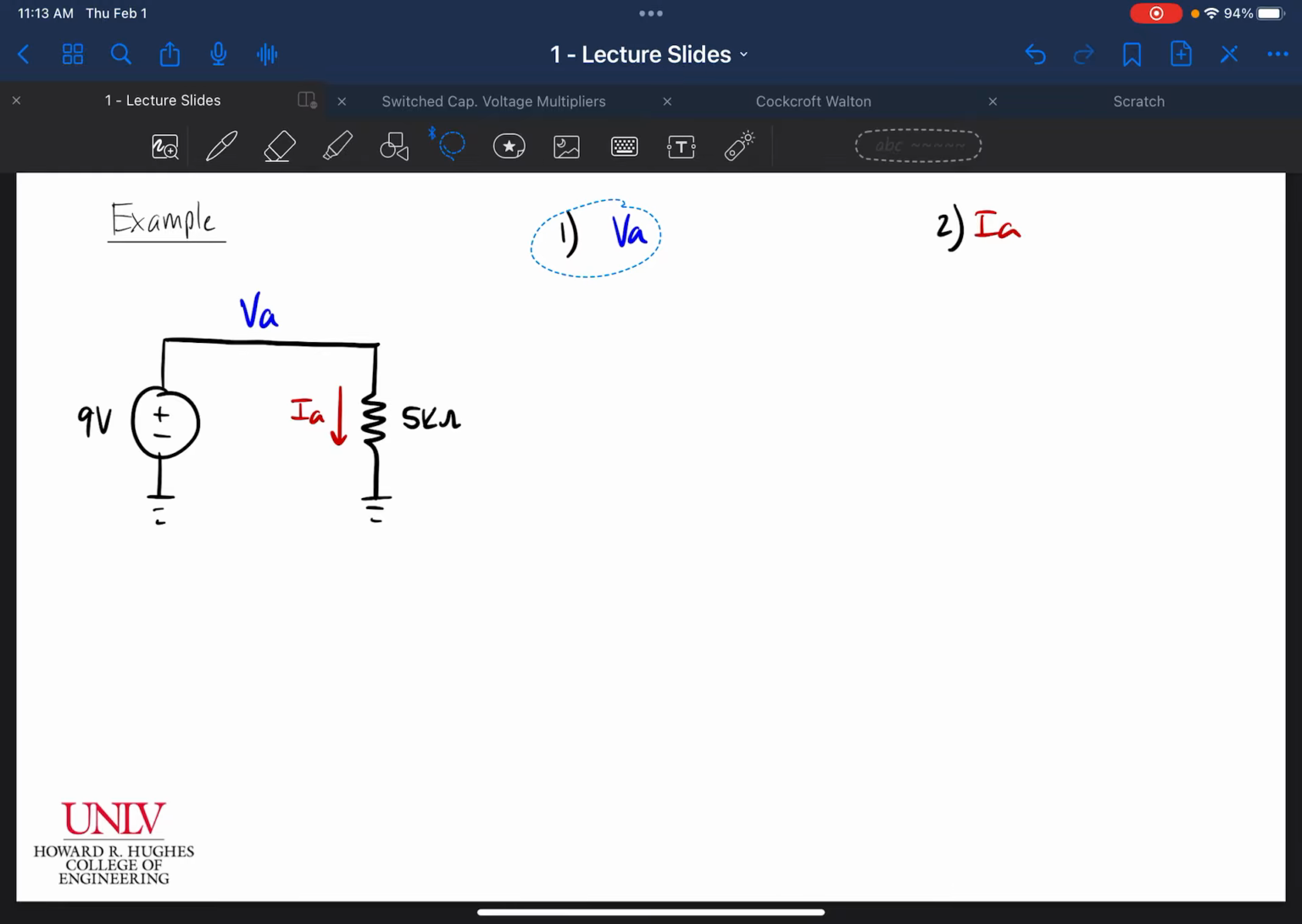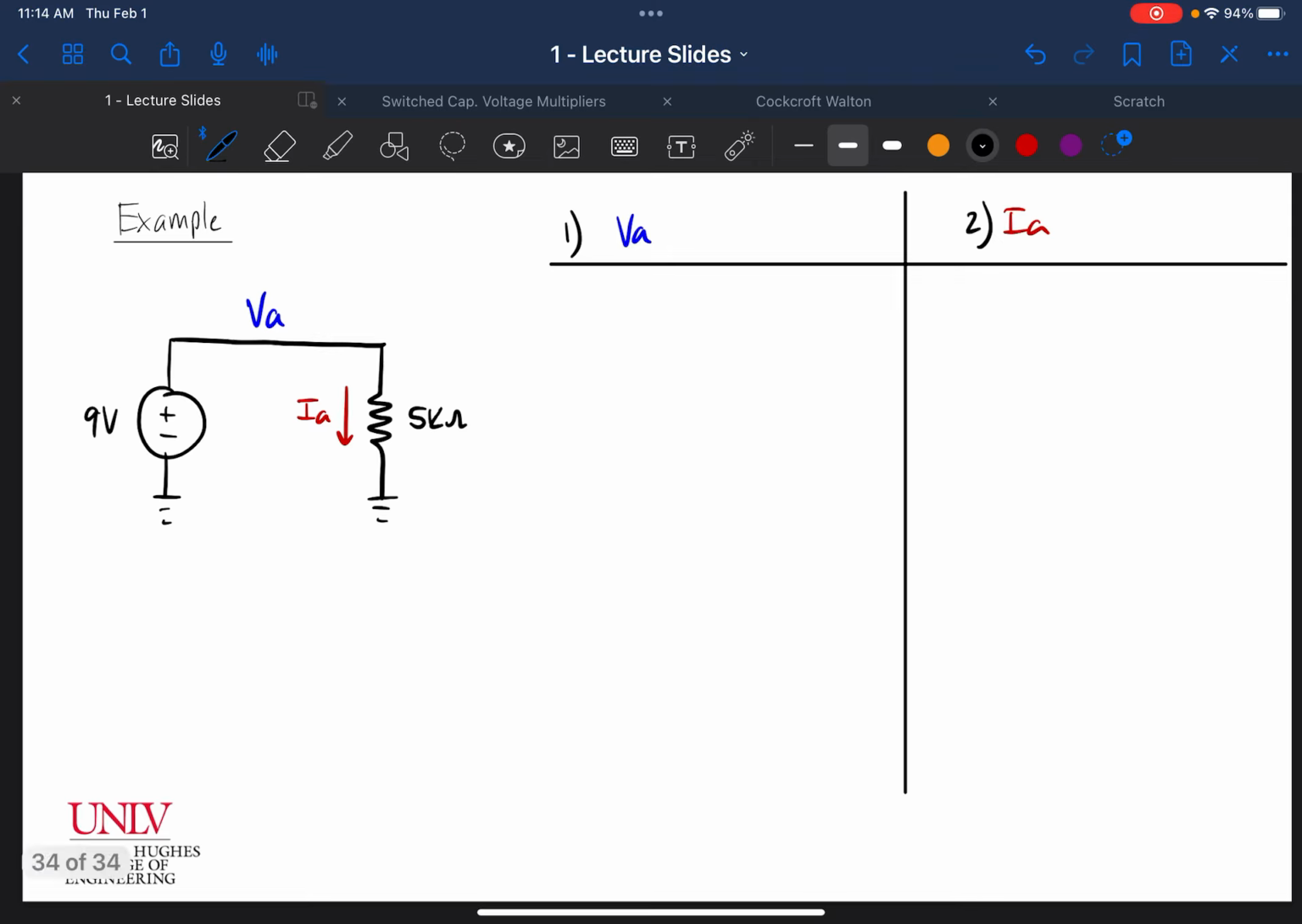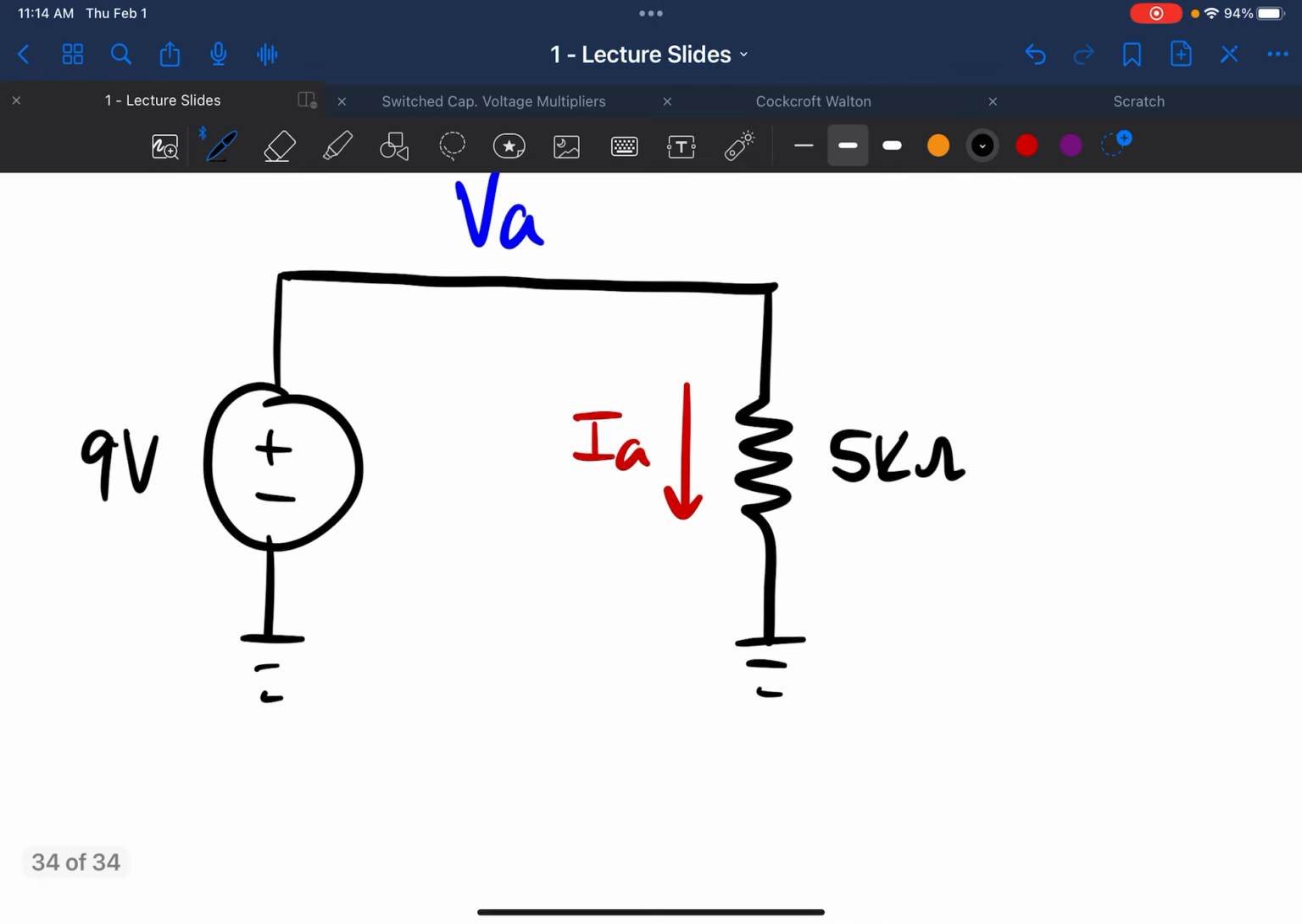So let's separate this into two parts so that I can keep my work nice and clean. The first thing I want to do is determine the voltage VA. This is actually quite simple. What do we know here? Anytime I see a ground, the voltage on that net is 0 volts. So let me go get my highlighter. Sorry, I'm still getting used to using GoodNotes.